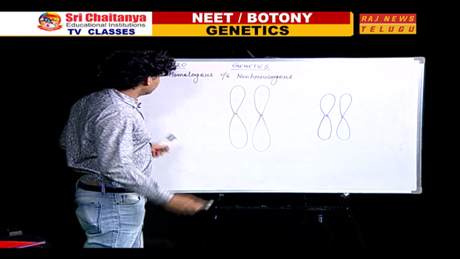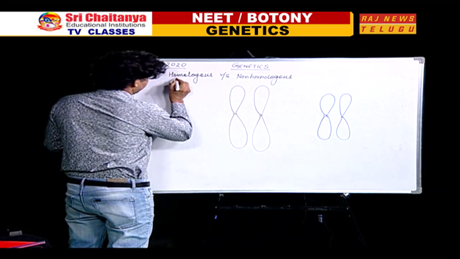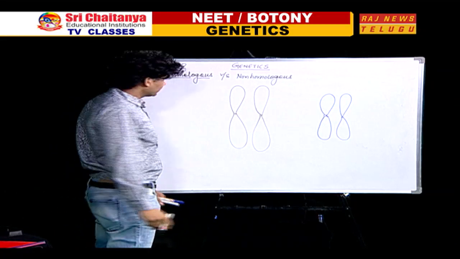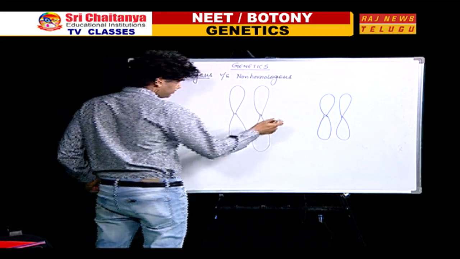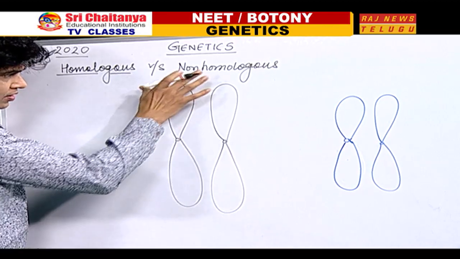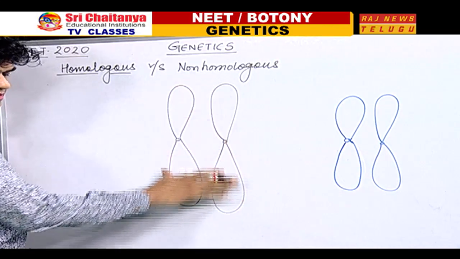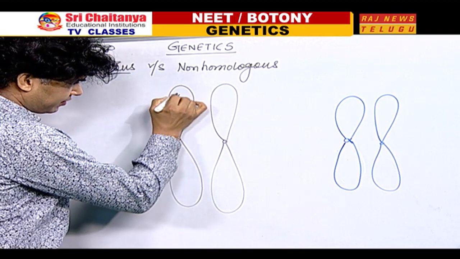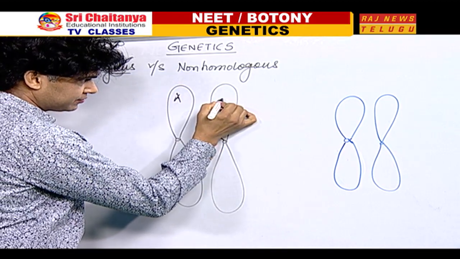This time we will discuss the homologous chromosome and non-homologous chromosome. Homologous chromosomes, you are watching here, are two sets of chromosomes of similar size, similar shape, similar appearance, and here I am writing some genes.